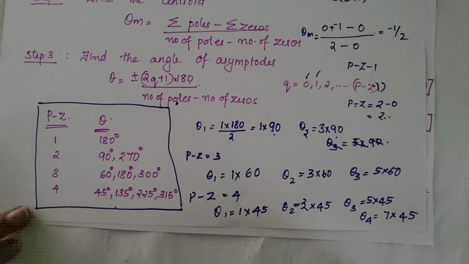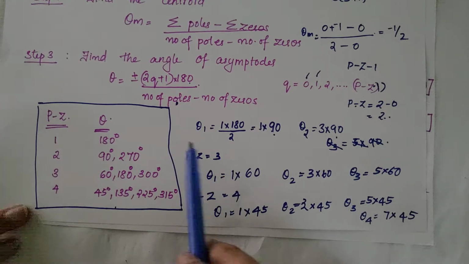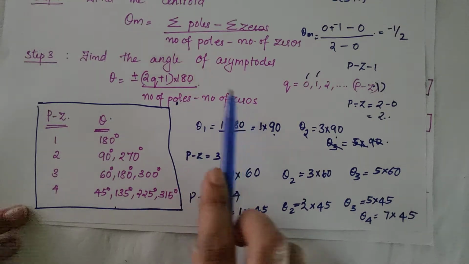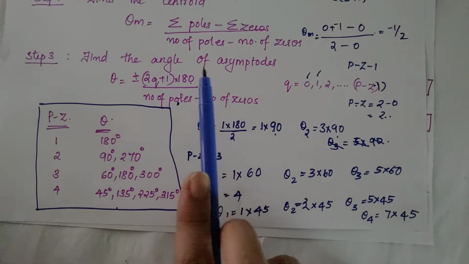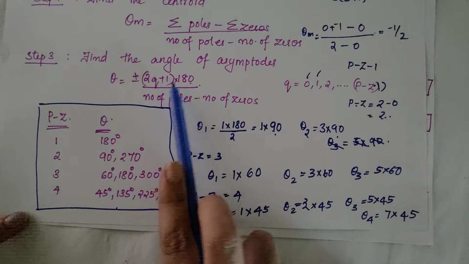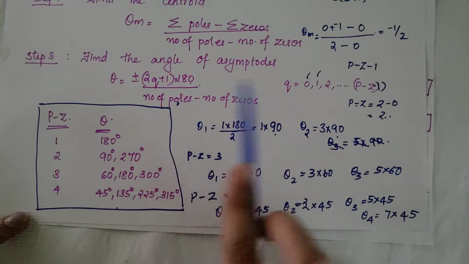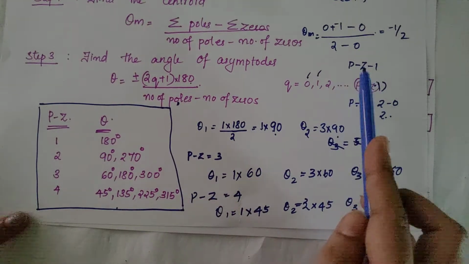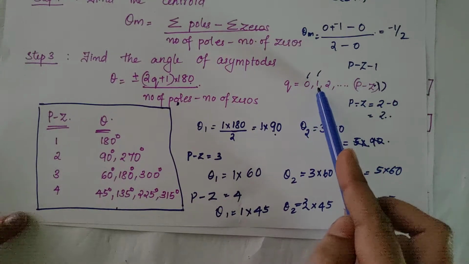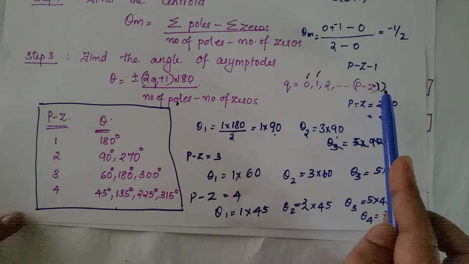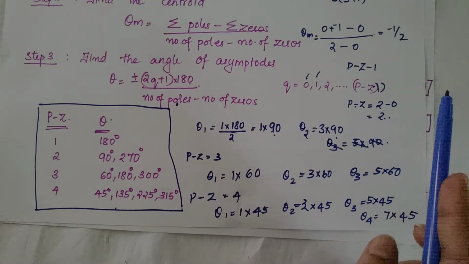Either you can remember it like this, that if p minus z is 1, only one value will be there, that is 1 into 180, and q will vary from 0 up to p minus z minus 1.